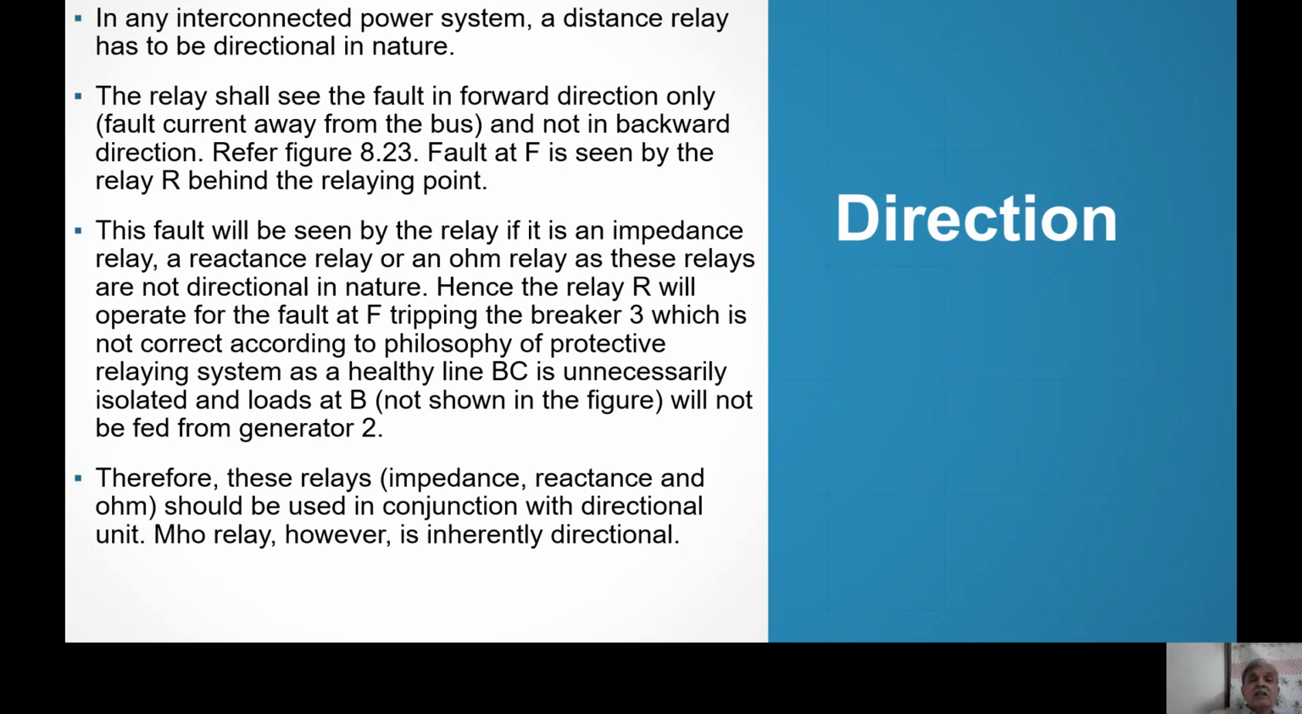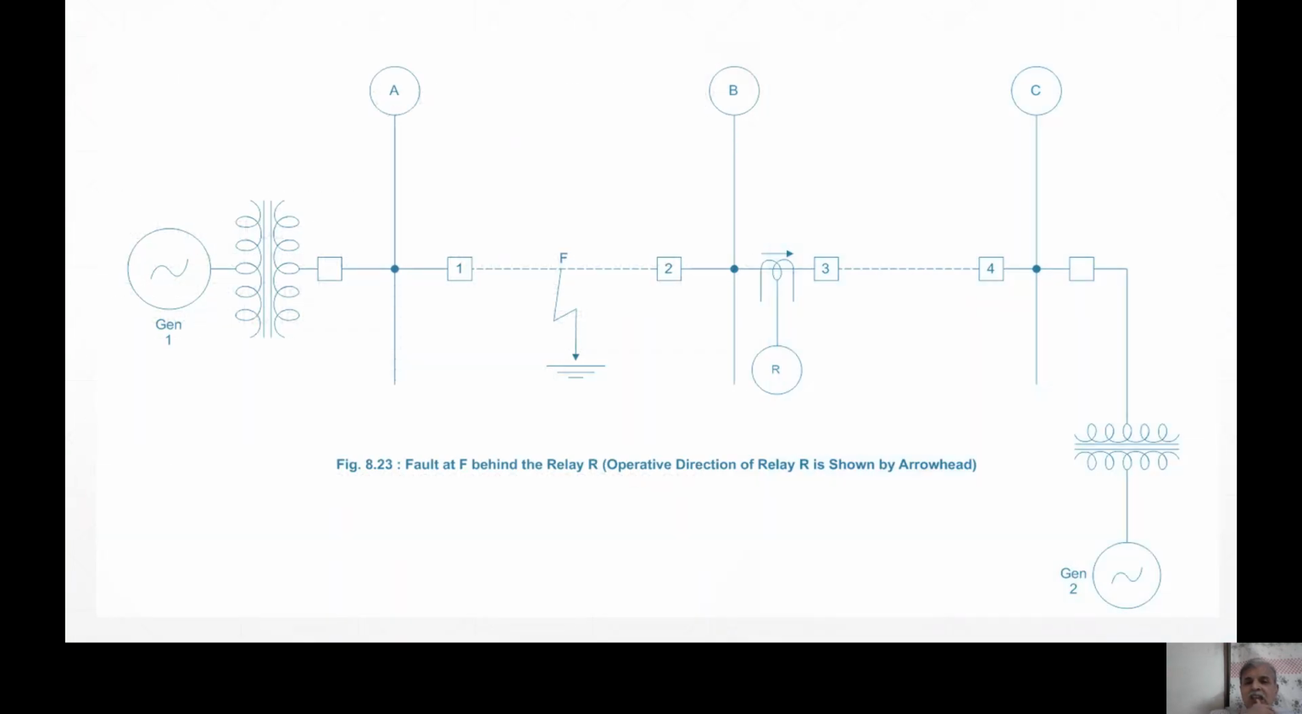So if we do not use the directional relay, what happens? For that we refer to figure 8.23. I've got a relay R, right? It sees towards C, B to C. The fault is at F, but because generator 2 is on the other side, it will feed the fault. It will feed the fault means the relay will measure the impedance. And as we had talked, the relay will measure the impedance in third zone.